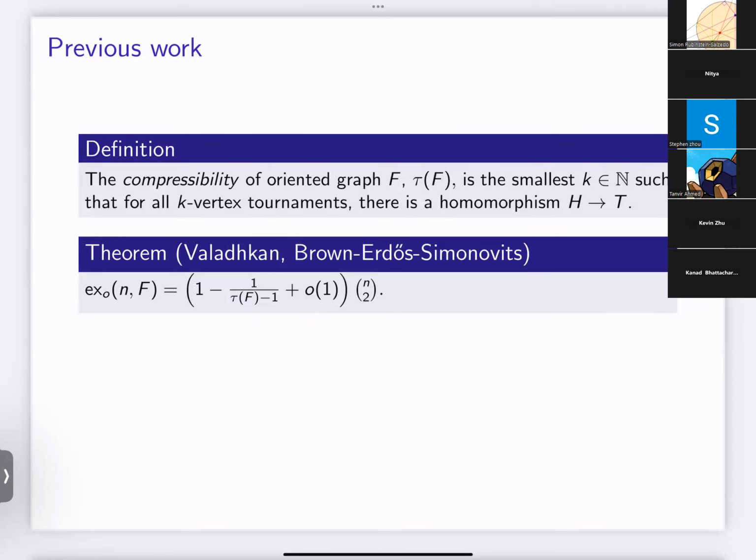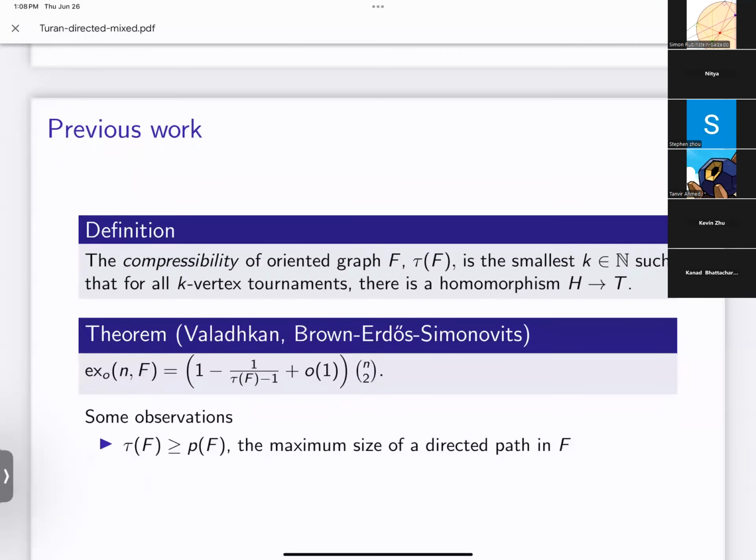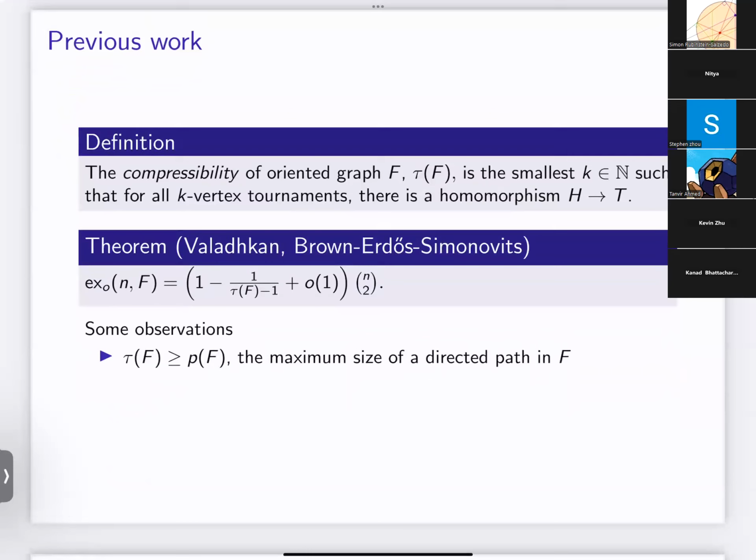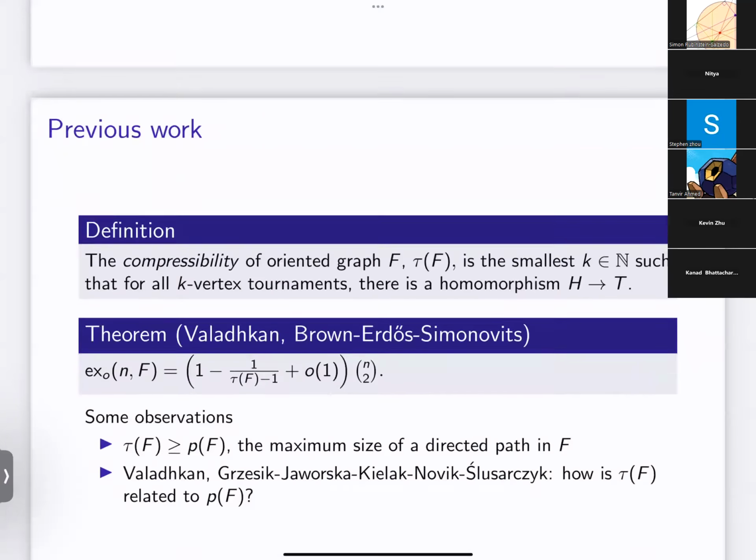So you might say, oh, our work is done, but we actually really don't understand this quantity tau. If you unpack the definitions, it's more or less defined to be the number that we would plug in that would replace chromatic number. Some facts about compressibility are that it's at least as big as the maximum length of a directed path, if I walk following arrows in F.